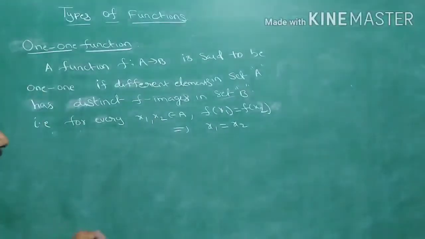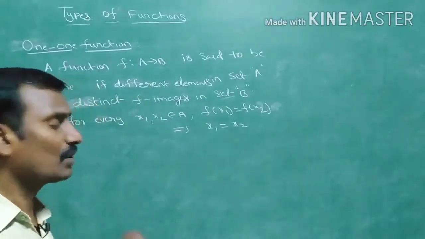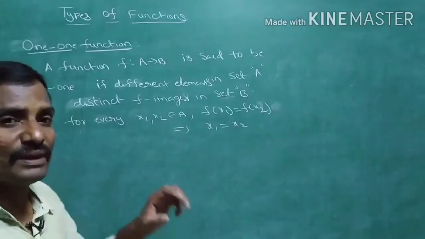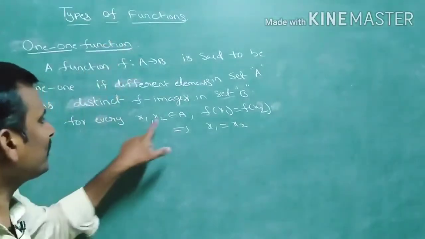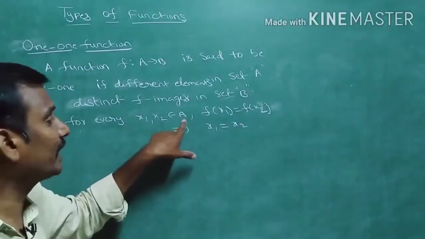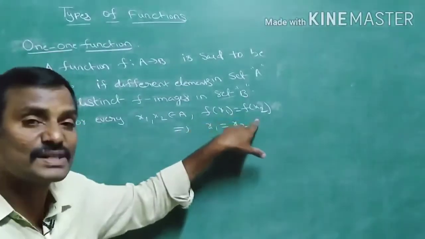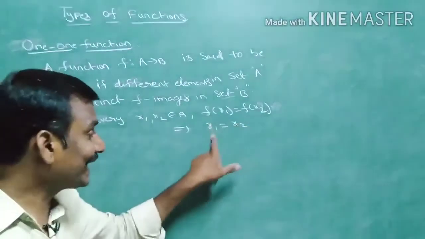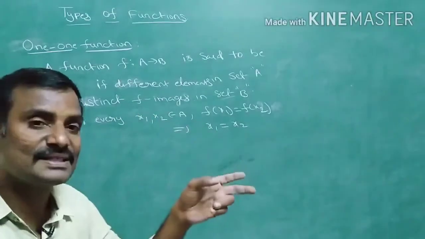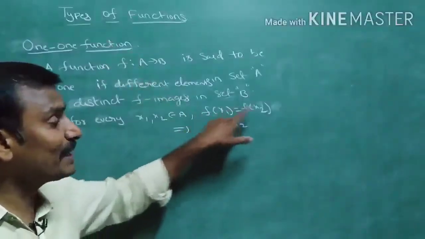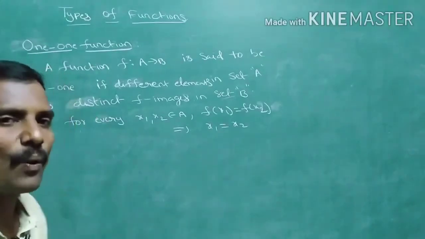Next, how to check whether a function is one-one or not. Let us take two elements in set A: for every x1, x2 belonging to set A, take the corresponding images to be equal. If f of x1 is equal to f of x2, then x1 is equal to x2. This is one-one. If two elements in set A have equal images, then the elements are equal, it is one-one. Otherwise, it is not one-one.